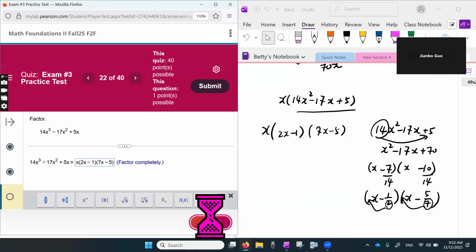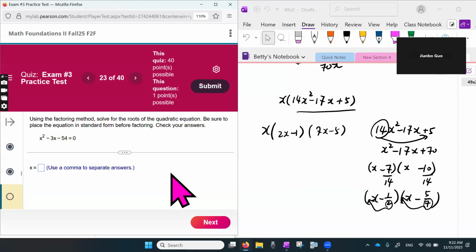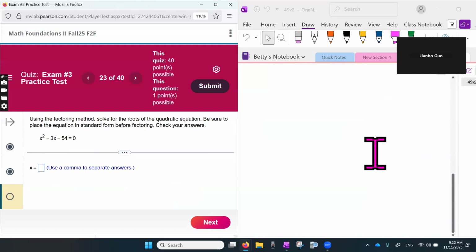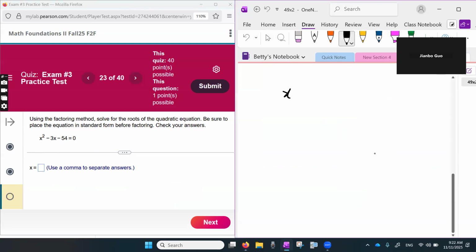Very good. Next, question number 23. Using the factoring method, solve for the roots of the quadratic equation. So this is to solve a quadratic equation. Right side is 0, left side is a quadratic trinomial with leading coefficient 1. This quadratic equation is already in the standard form. And we're going to use the shortcut method to solve this equation. We're going to factor the left side.